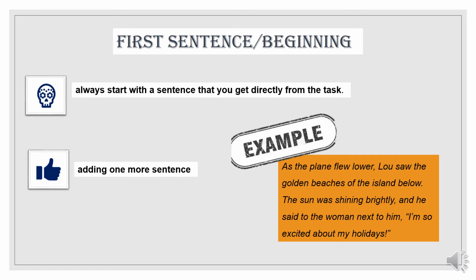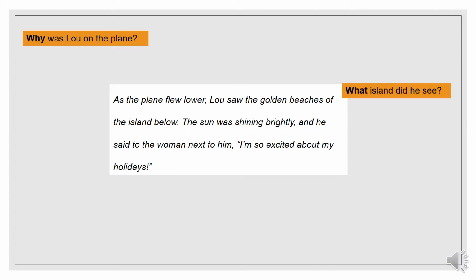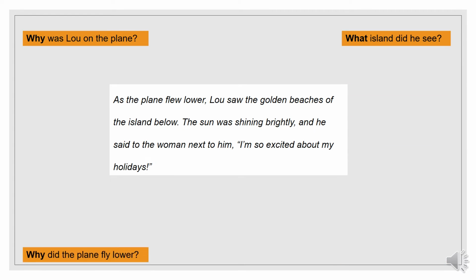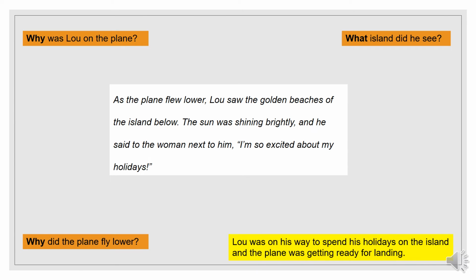When we look at the first sentence from the task, there are a couple of things that are not 100% clear. For example, why was Lou on the plane? What island did he see? Why did the plane fly lower? In my second sentence, I tried to make things a little bit clearer. Lou was on his way to spend his holidays on the island, and the plane was getting ready for landing.